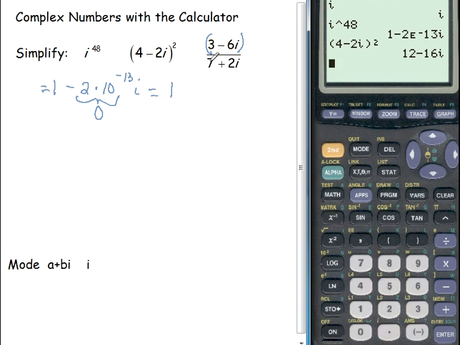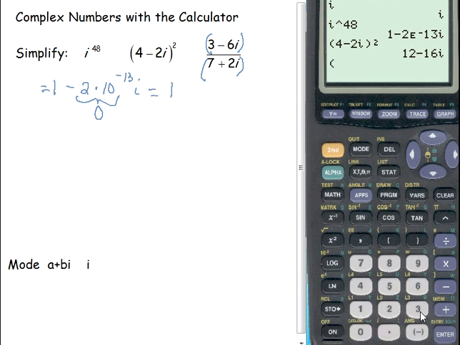which is 3 minus 6I over 7 plus 2I, and you see I'm putting parentheses around the numerator and denominator because if I don't, it won't follow the order of operations correctly. It will only divide the last thing entered, 6I, by the 7, not the entire numerator by the entire denominator. Alright, and so let's go ahead and enter that in the calculator now.